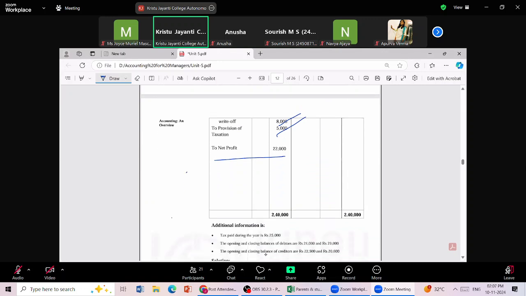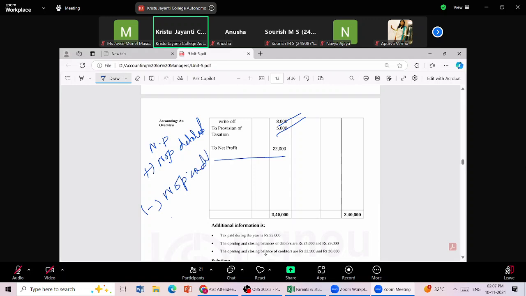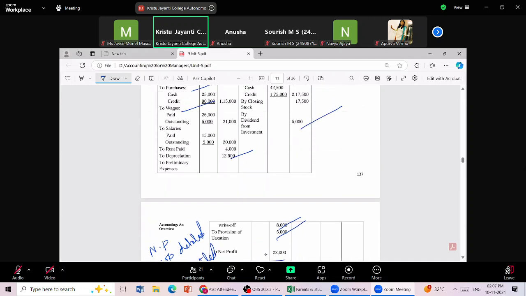So what is the format? First is net profit. Then non-operating items which are debited, you add. Non-operating items which are credited, you minus. So this is what you record. Here there is a dividend from investment in the question, so that you will minus.